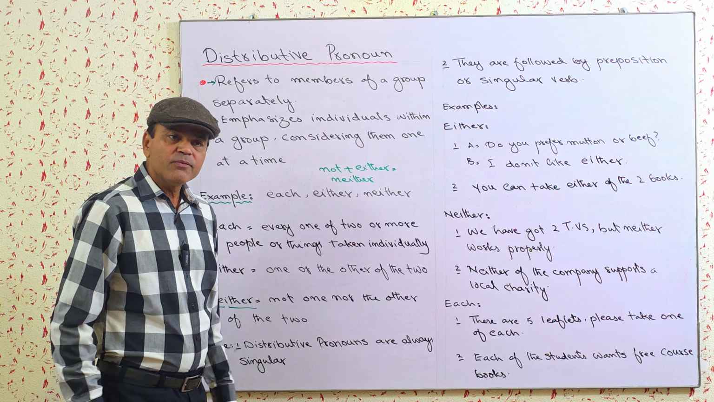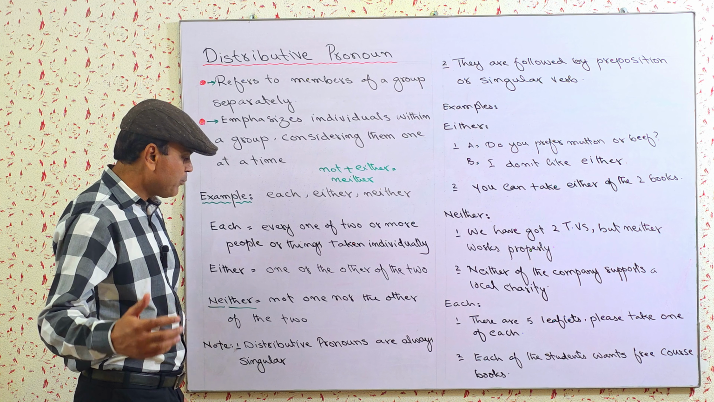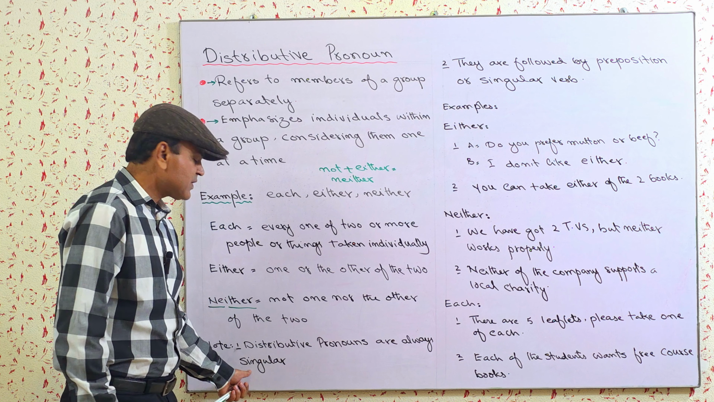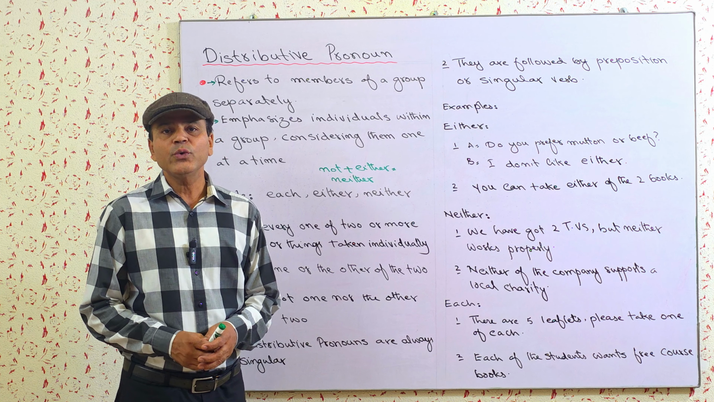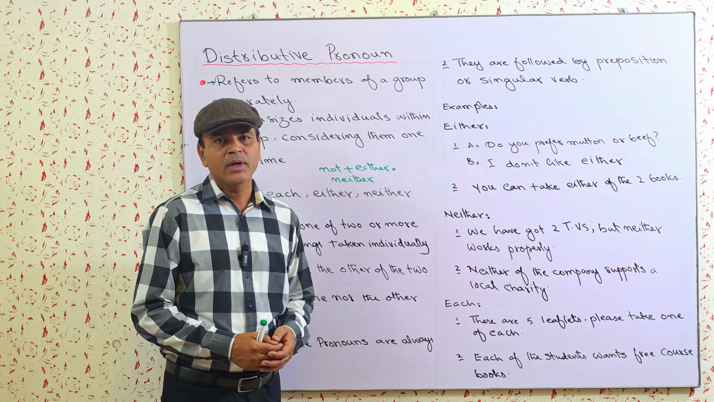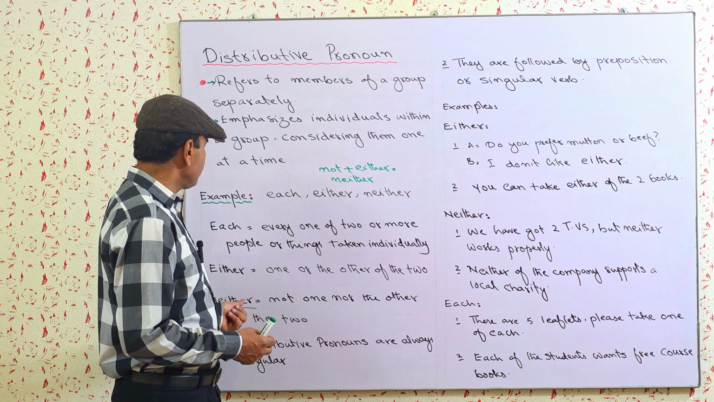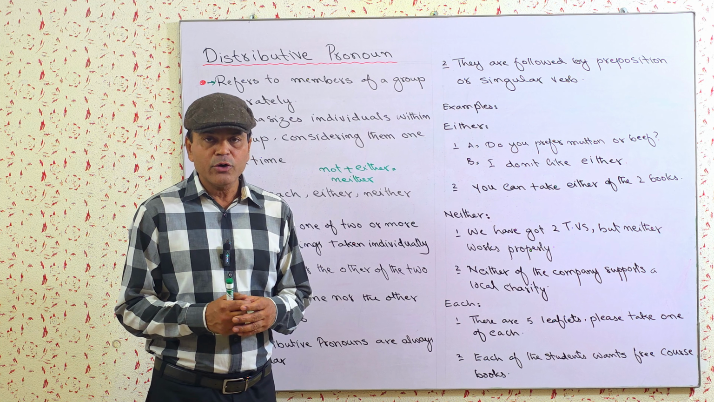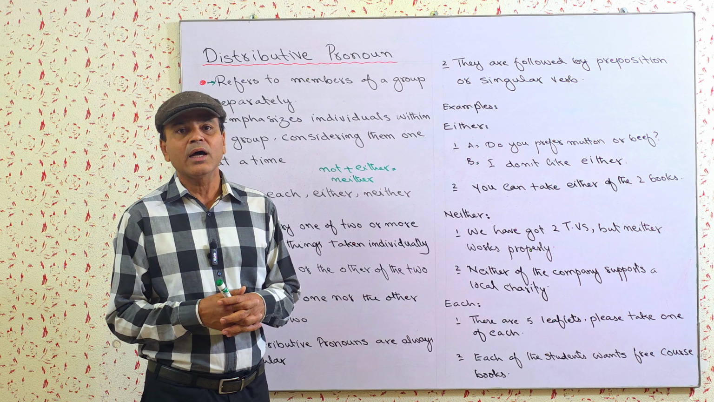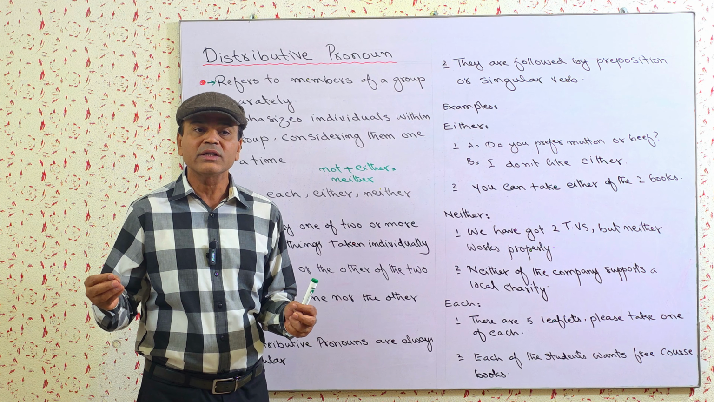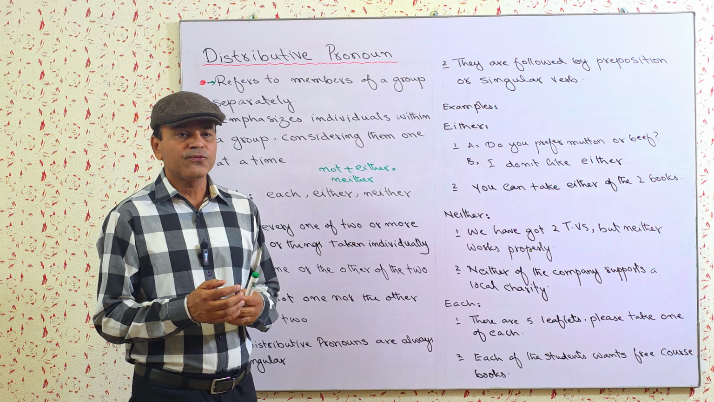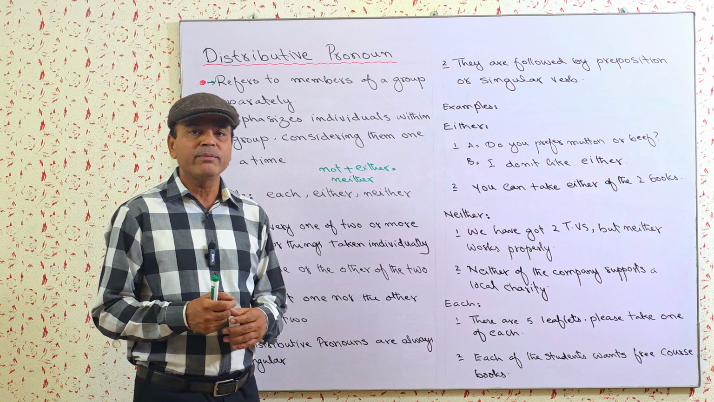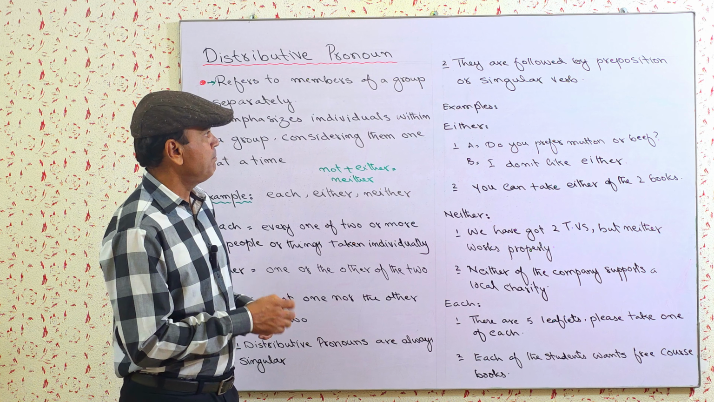There is also a very important point to note, something we must keep in our mind: distributive pronouns are always singular. Even if you have a plural noun with them, when we use a distributive pronoun, it is always considered singular. Why is it important to note? Because if we know that these are singular, we will be using a singular verb with them. If you do not take note of this, you can make a mistake and be deluded into using a plural verb with them.